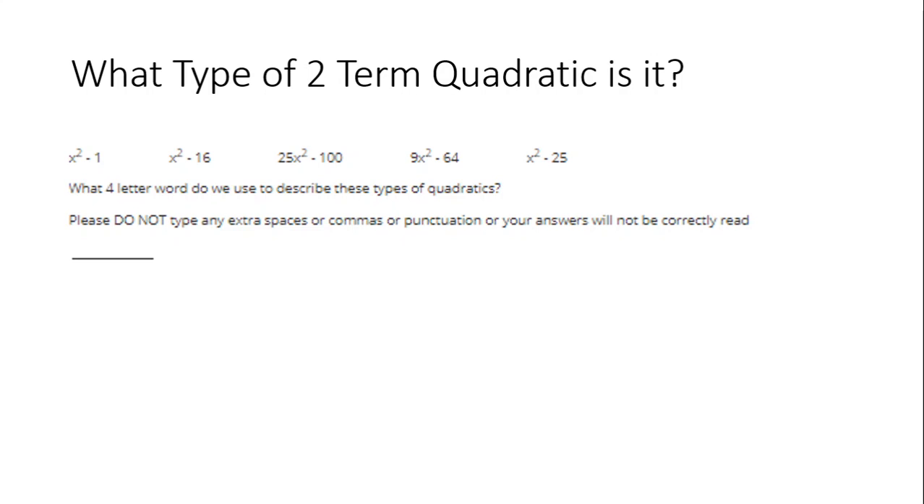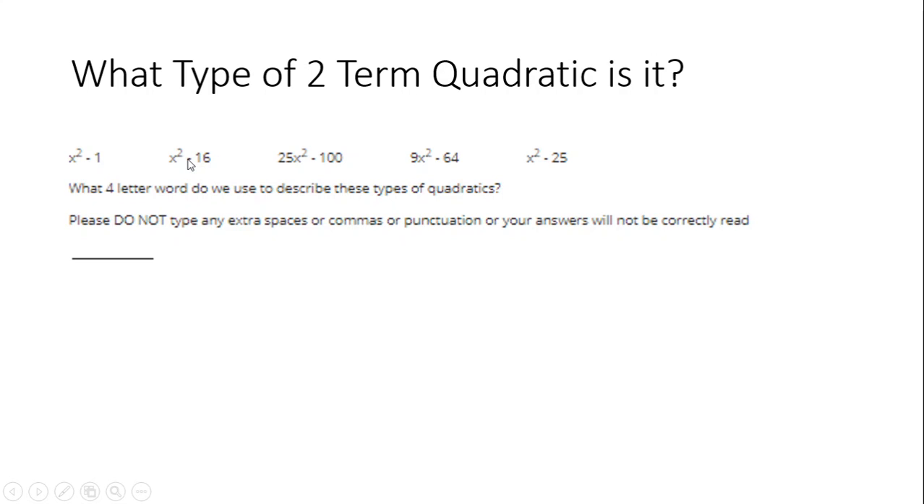Okay, now recognizing what type of quadratic it is will help you when you need to factorize or solve it. What type of quadratic is this? We need to use a 4-letter word. Now let's keep the profanity to a minimum here that we use to describe these types of quadratics. They have x squared minus some number, x squared minus some number, 25x squared minus some number. These are all the same kind of quadratic, a two-term quadratic, and it's always something x squared minus some number.